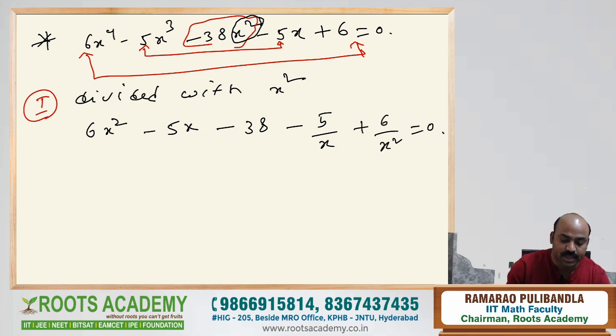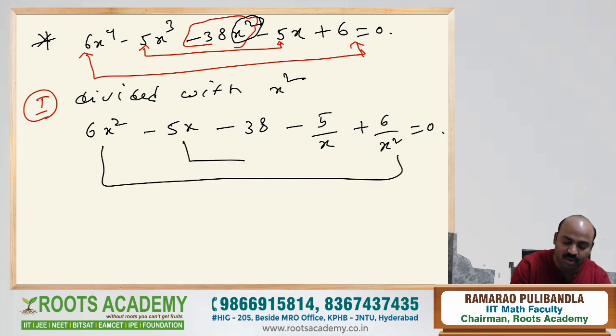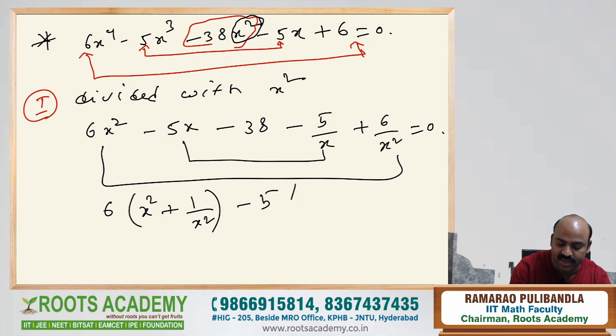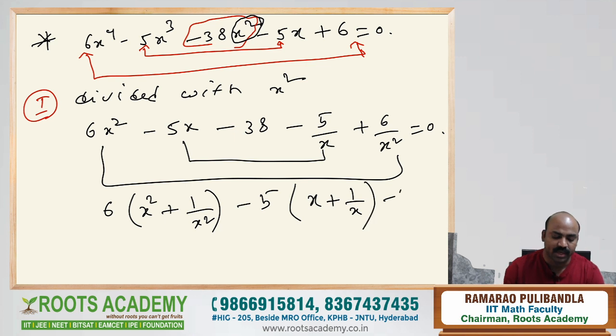Last you got, students. Now you take these equidistant terms into one group. So 6 I can take out and write x square plus 1 by x square, minus 5 I can take out and write x plus 1 by x, minus 38 equal to 0. I think all of you got till this what I did. Step 2, you will take equidistant terms out.